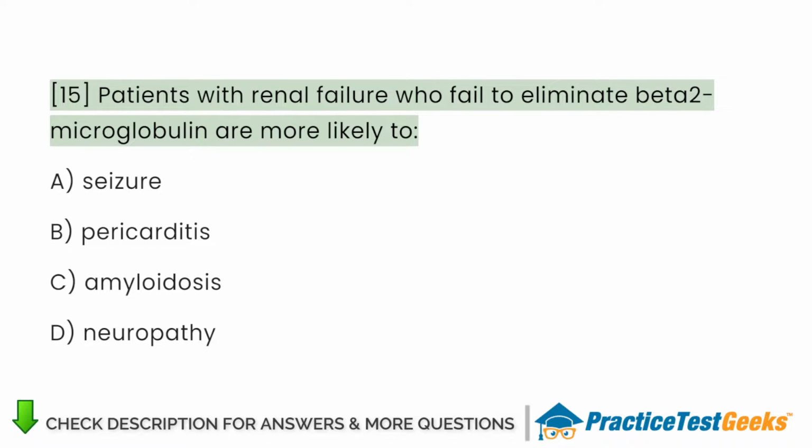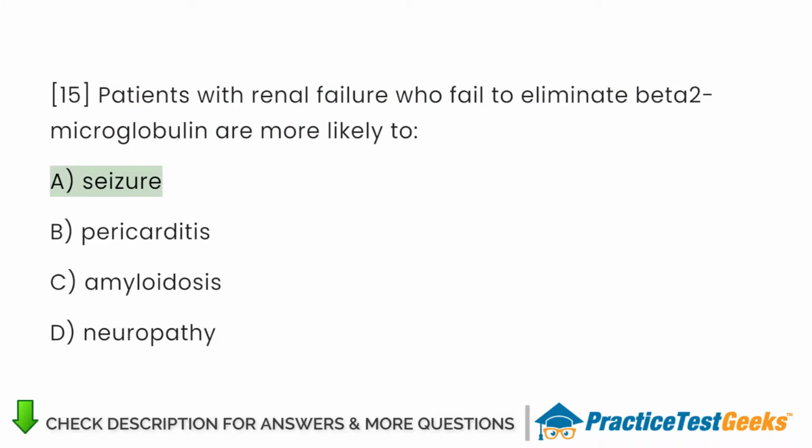Patients with renal failure who fail to eliminate beta-2 microglobulin are more likely to A. Seizure. B. Pericarditis. C. Amyloidosis. D. Neuropathy.